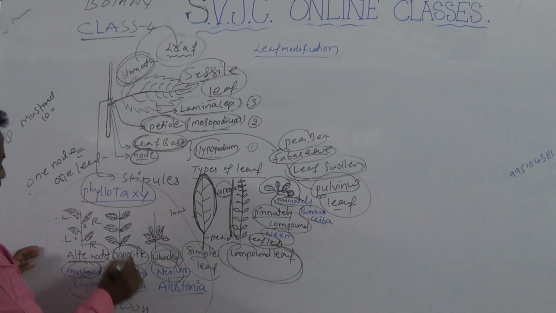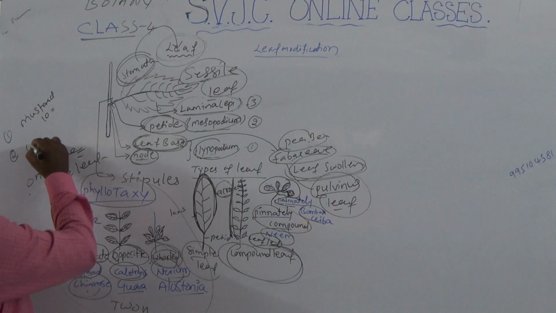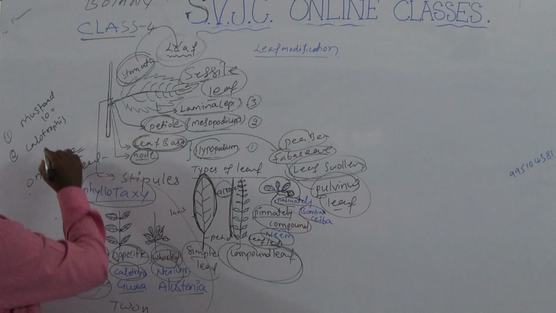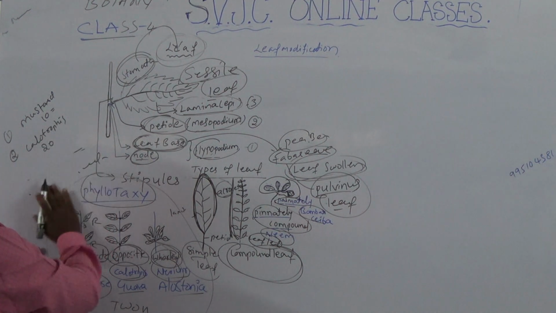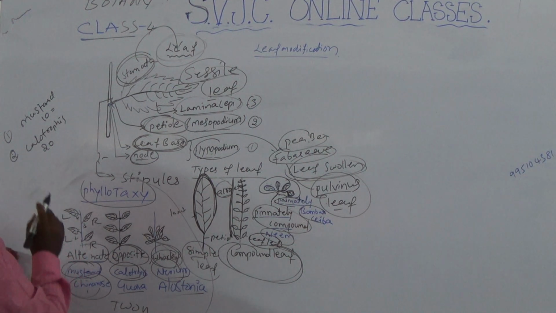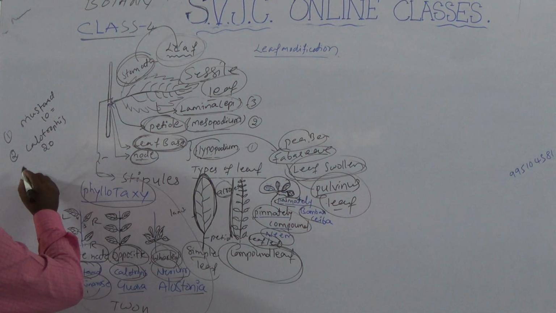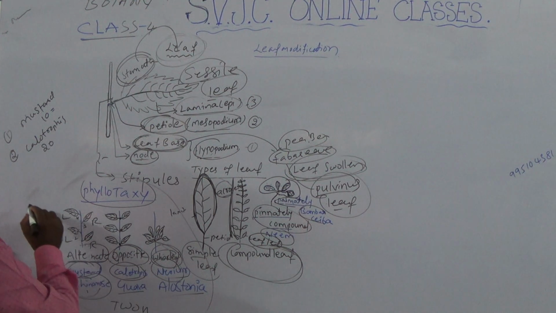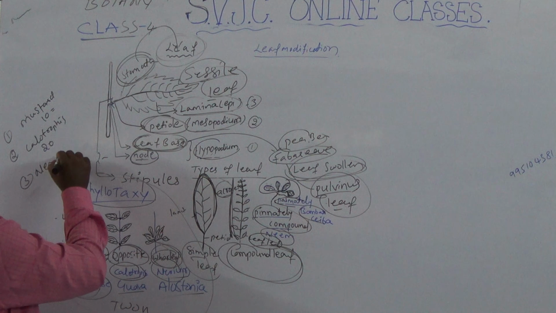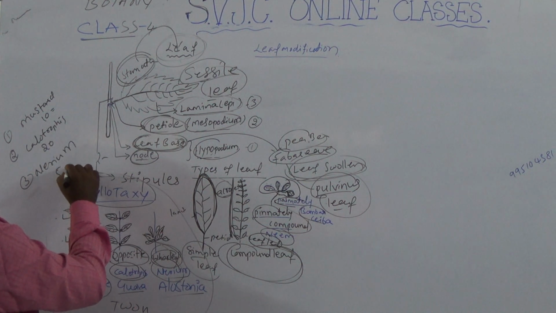In Calotropis, 20 nodes are present. And in Nerium, 5 nodes are present.